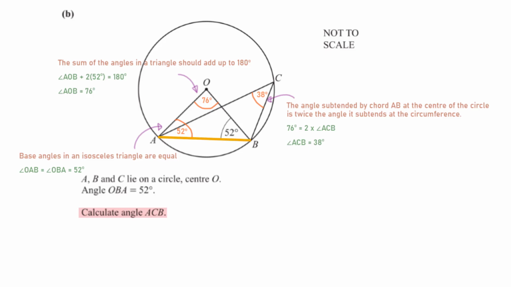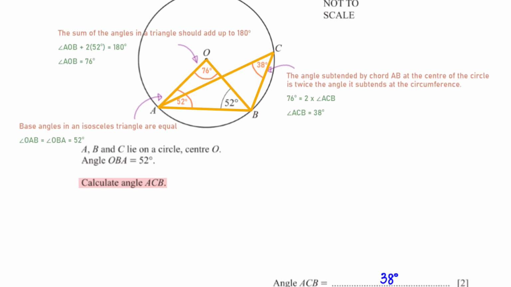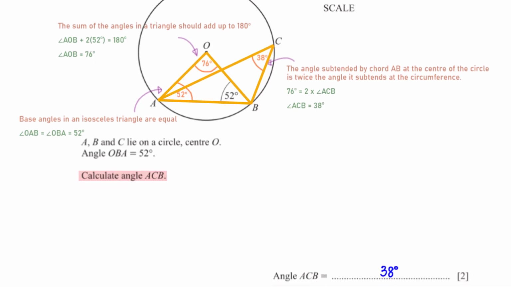The angle chord AB subtends at the center of the circle is twice the angle it subtends at the circumference of the circle. This means angle ACB is half of 76 degrees, which gives us 38 degrees.